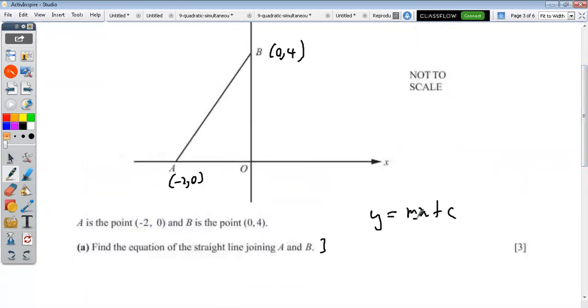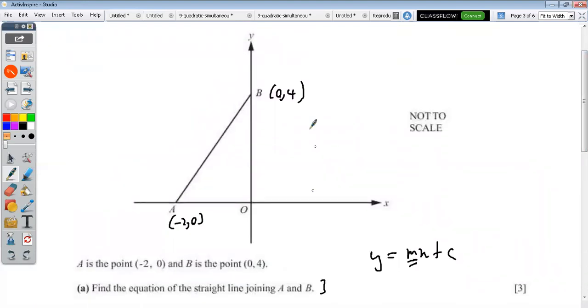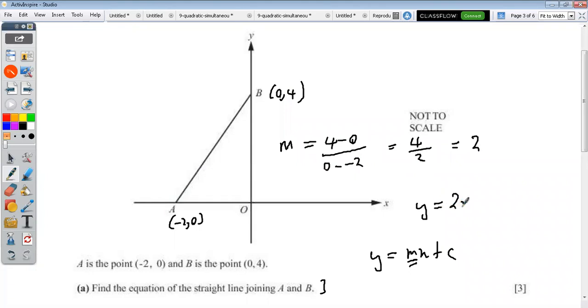Now m is the what? Gradient. So it means I need to calculate the gradient. So let's calculate m first. M is equal to 4 minus 0 over 0 minus minus 2. On top we get 4, on the bottom we get 2. Negative is positive. So what's the gradient? 2. So it means our equation is y is equal to 2x plus c.